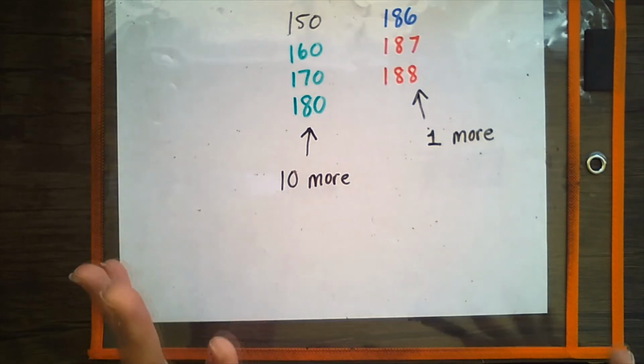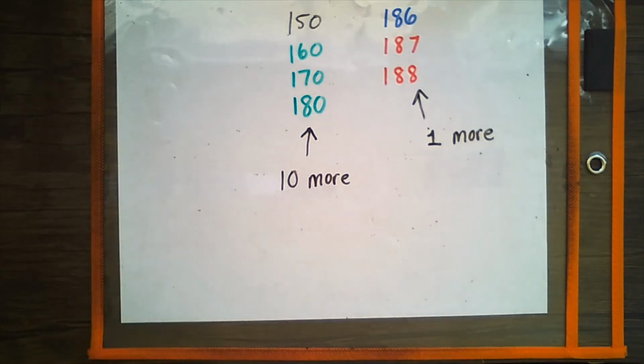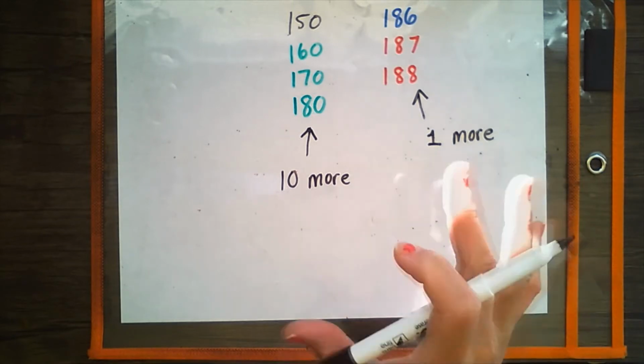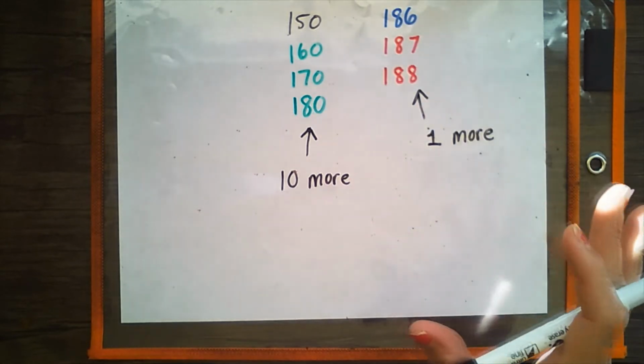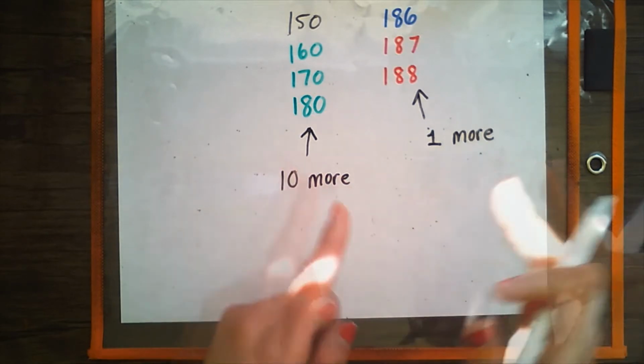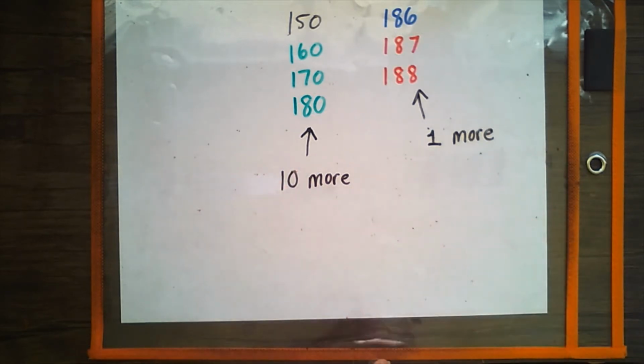We're having another moment where we need you to talk to a friend or family member, okay? So I want you to pause here and talk to your friend or your family member. We don't have partners right now. Talk to your friend or your family member about how these two lists, 1 more and 10 more, are the same and how they're different. And then we will come back and talk about it together as a team.